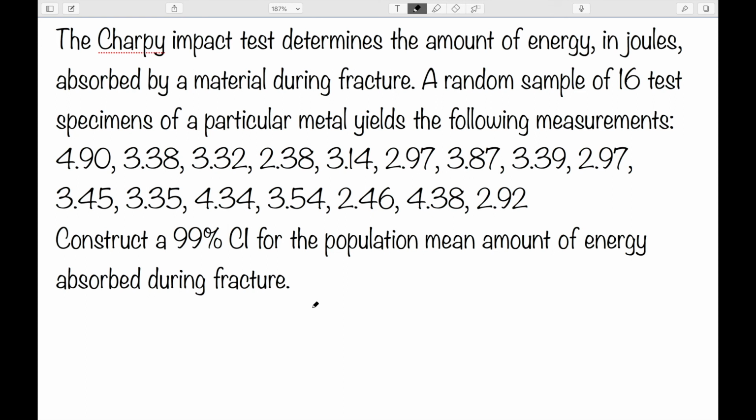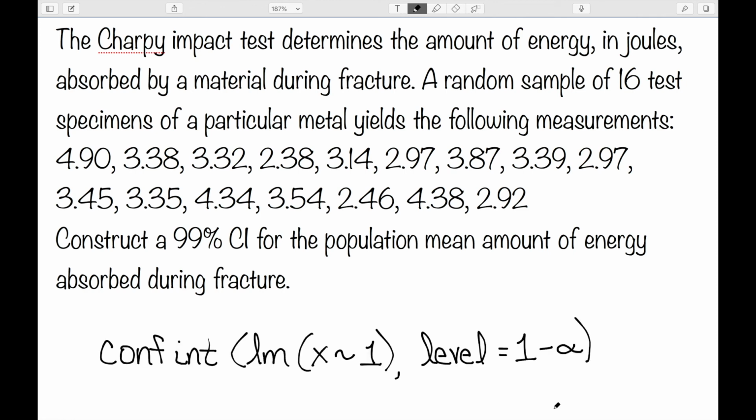If we wanted to do this method by hand, we would need to start by finding the mean and standard deviation of these data values, and then using the method we used in the previous example, but that's very long, and it's not necessary if we have access to RStudio. In RStudio, we just need this command CONFINT for confidence interval. We do LM of x, where x is a vector containing all of the data points, a tilde 1, and then we give our confidence level.